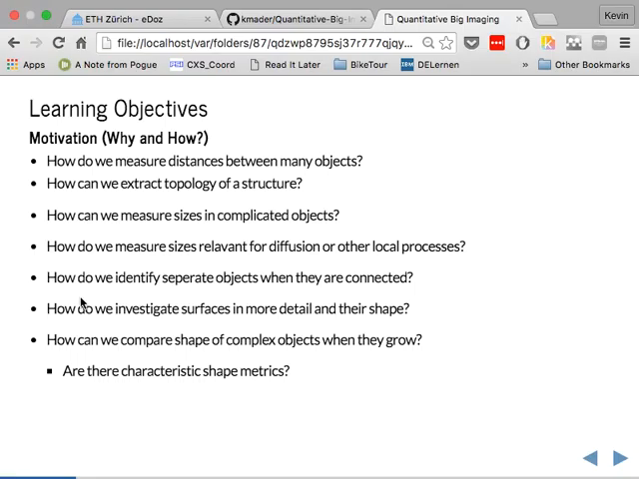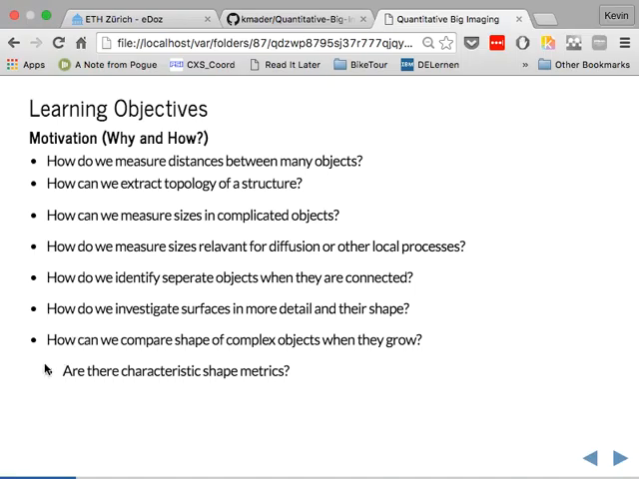Again, if you have objects that are separate, but they're connected in physical space, then this component labeling approach that we used before isn't helpful. So how can you separate those objects? Or what are some of the options you have for separating them? And then the surfaces, and how can we investigate them in more detail? And how can we look at things like shape in particular when objects grow?